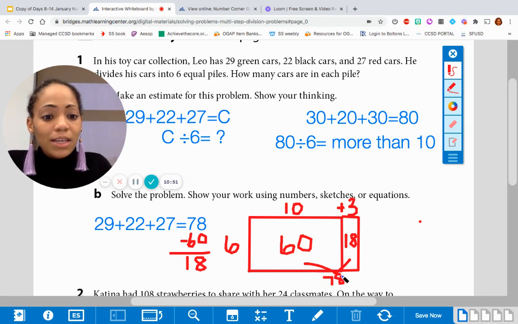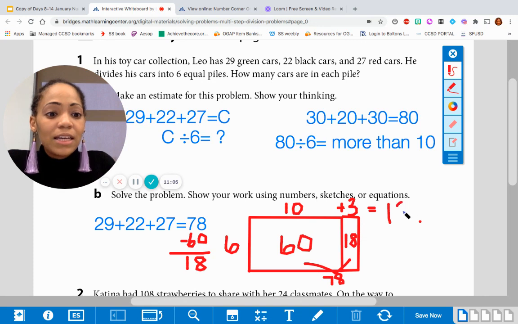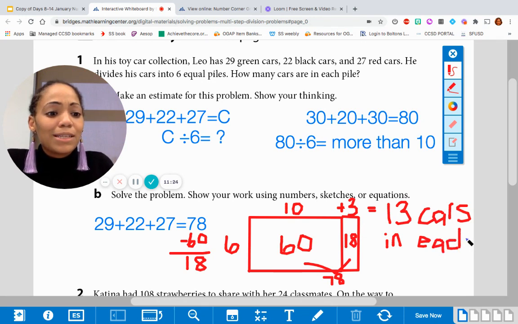So now the question is, what is the answer? How many cars are in each pile? We did all this work, but where's my answer? The answer is here. So you should have gotten 13, and then I could add cars in each pile. 13 cars in each pile. And I love labeling my answers because when you get in math, sometimes each number is representing something different, and it's nice to be very specific and know what those numbers are for.